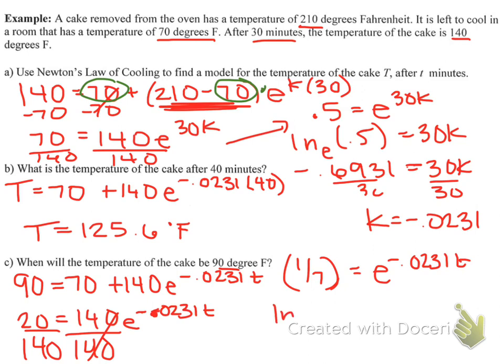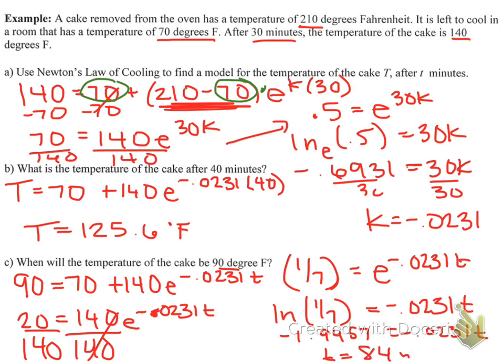Putting it in natural log form, we take the natural log of 1 over 7 using our calculators. We get negative 1.9457 equals the right side. We divide both sides by negative 0.0231, and we end up getting t is equal to 84 minutes. So again, letter C and letter A have an identical process, just different numbers.